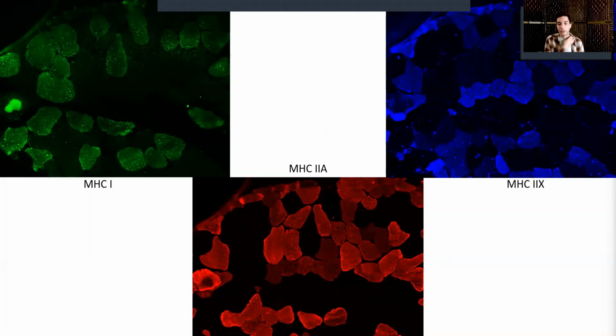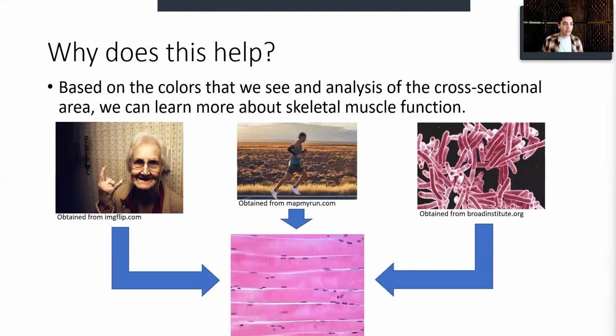Here, three proteins are highlighted and they're shown in green, red, and blue. From this, we see that the green is myosin heavy chain 1, which contracts the slowest and the least forcefully, then 2A, which is red, which contracts faster and more forcefully, and myosin heavy chain 2X, which contracts even faster and more forcefully.